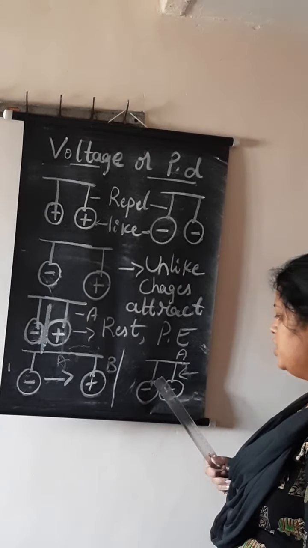So the negative charge has a different potential and the positive charge has its own potential value. The negative charge has more potential when compared to the positive charge. This difference in potential present between the charges is called the potential difference. To understand this concept of potential difference or voltage, let us consider one more example.